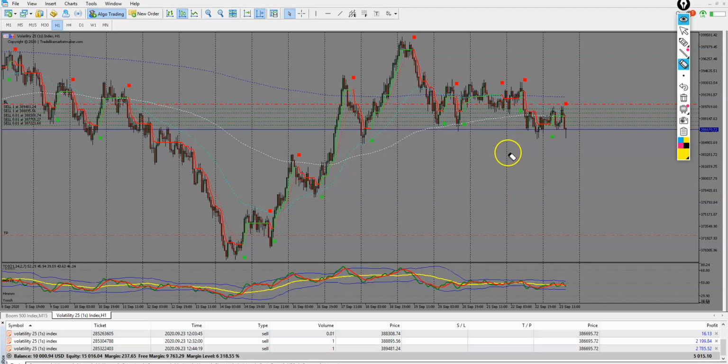So I entered somewhere here on this signal. Then the price consolidated. I entered somewhere here, then the price consolidated and finally went in my favor. So to trade Forex, you need more patience.